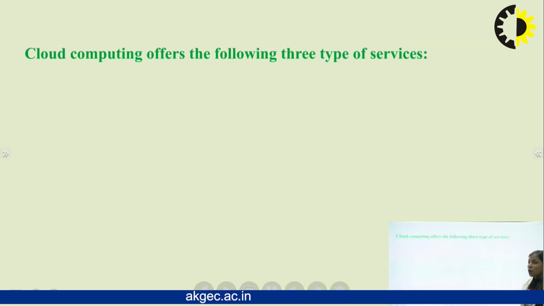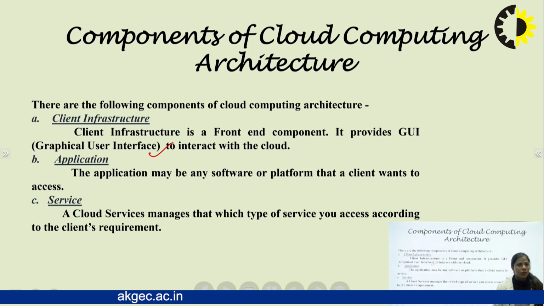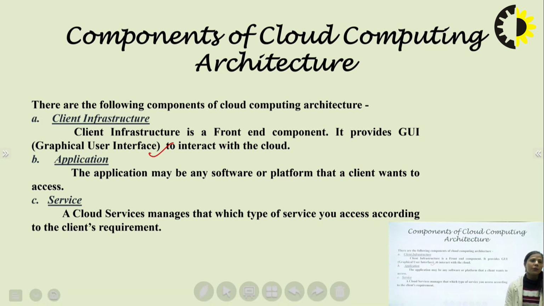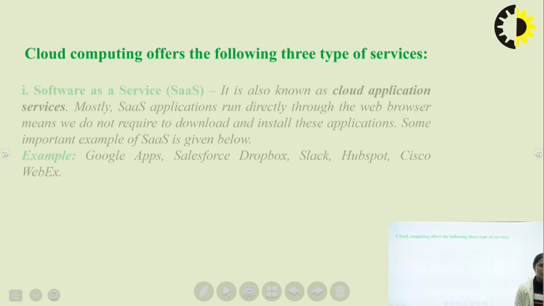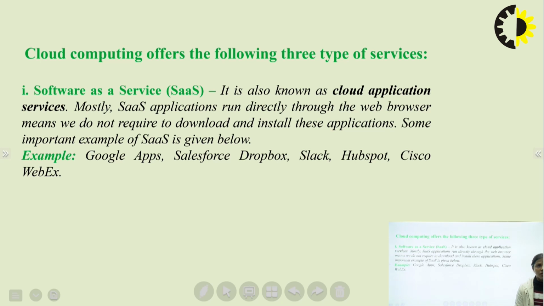Now, it provides the different services. As we know, it is part of a service, meaning client infrastructure is accessing the different services. So what type of services do we have, and what types does it manage? Mainly we have three types of services. This is the software as a service.